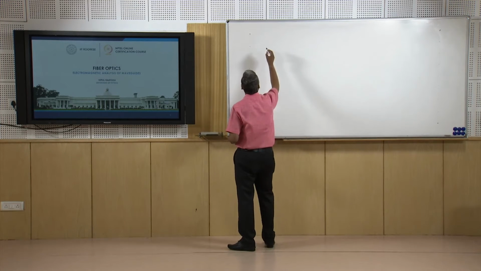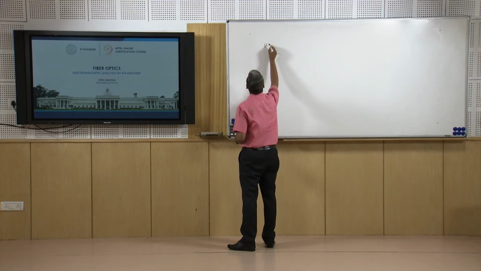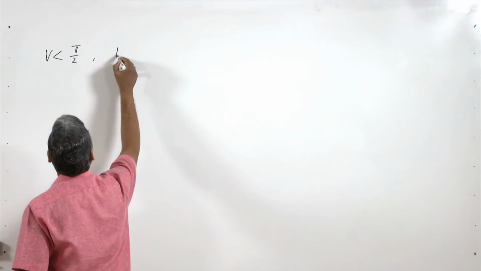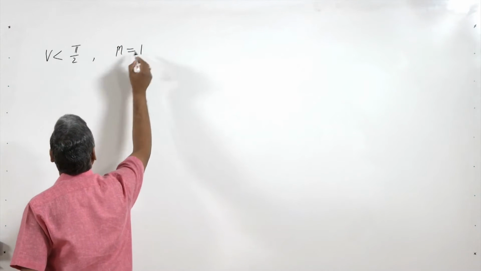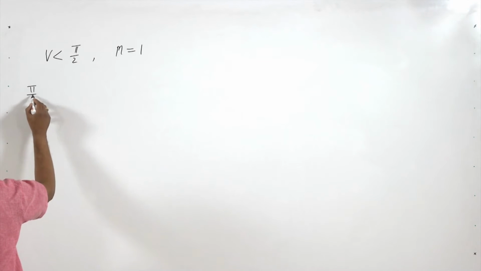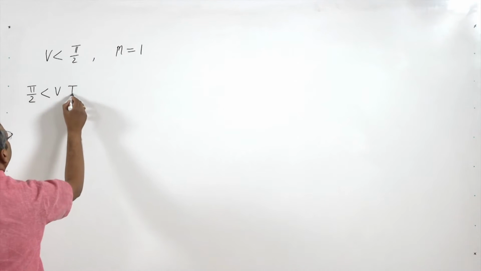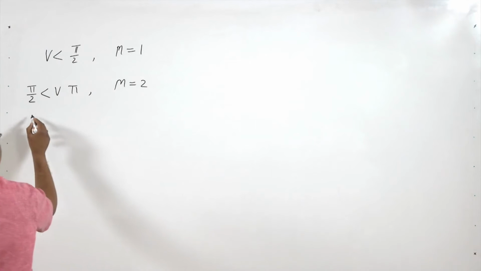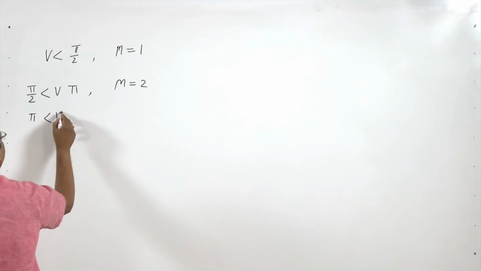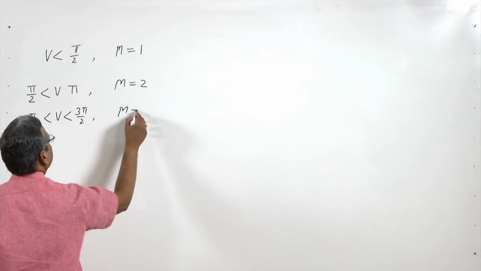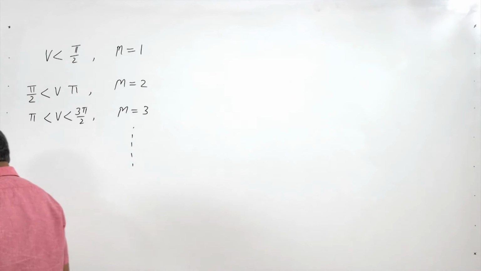In the last lecture we had seen that if for a planar waveguide V is less than pi by 2, then the number of modes is 1, it supports only one mode, and when V lies between pi by 2 and pi, there are two modes, and if it is between pi and 3 pi by 2, then there are 3 modes, and so on.